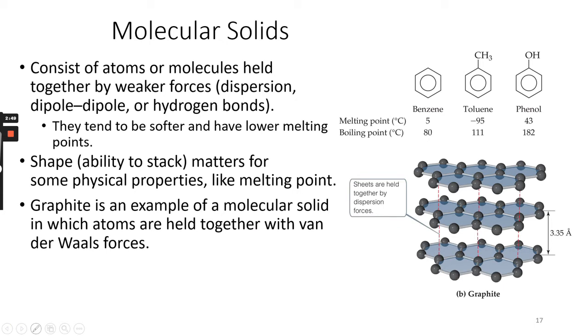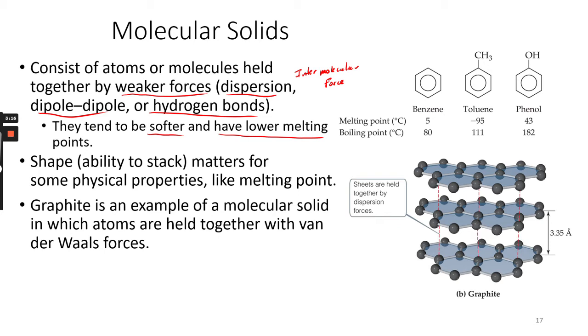So let's talk about molecular solids. They consist of atoms or molecules that are held together by weak intermolecular forces. And this is what we talked a lot about in chapter 11. So you have your dispersion, your dipole-dipole, and your hydrogen bonding. They tend to be soft and have low melting points.